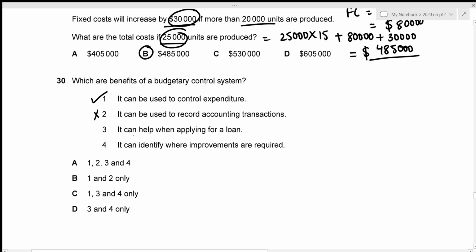Then the third one is it can help when applying for a loan. This is true as well because we need to provide future financial statements as well when applying for a loan, and budgetary control system definitely helps to produce future budgets, right? Then the fourth one is that it can identify where improvements are required. This is absolutely true because we compare our forecasted values with the actual values and see where improvements are to be made, right? So this is correct, which means that the correct statements are 1, 3, and 4, and this is given in option C. This will be the correct answer.